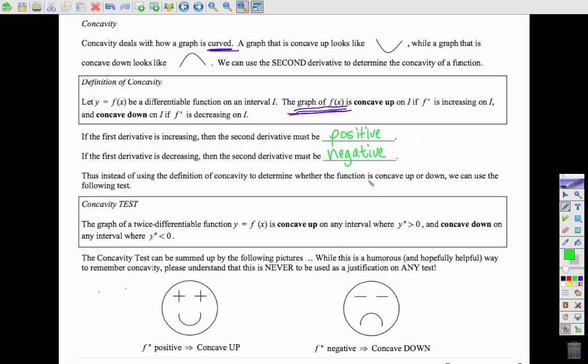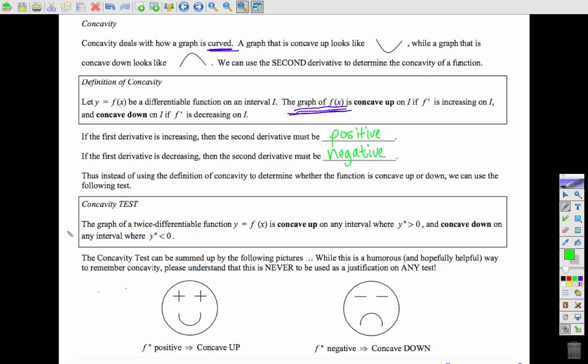Thus, instead of using the definition of concavity to determine whether the function is concave up or down, we can use the following test, the concavity test. This is also kind of called the second derivative test. You can refer to it as either one. The graph of a twice differentiable function, y equals f of x, is concave up on any interval where y double prime is greater than 0, and concave down on any interval where y double prime is less than 0.